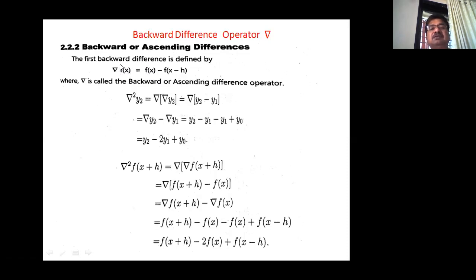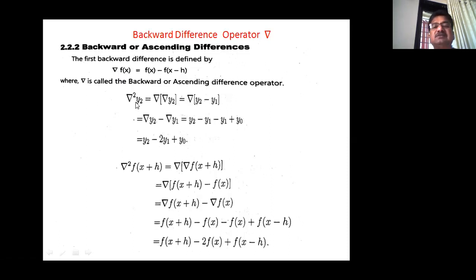If we use the notation y instead of this f, what is del y1? It is y1 minus y0. What is y1? Y1 means the value of the function y at the point, and what is y0? It is the value at the previous point. Okay, so what is del y4? It is y4 minus y3. So the value at the point minus the value at the previous point of the function. So this is the definition of del. It is called the backward difference operator.